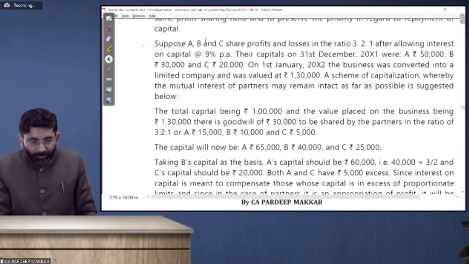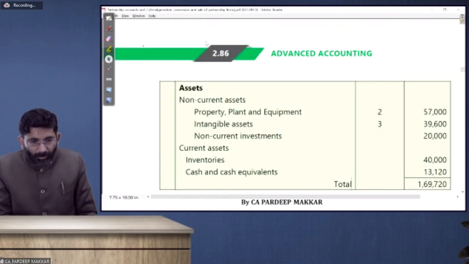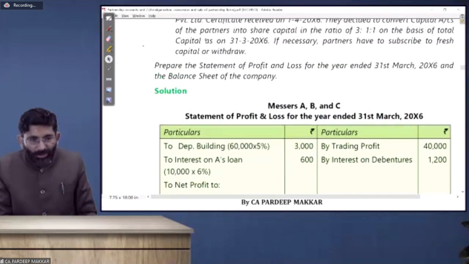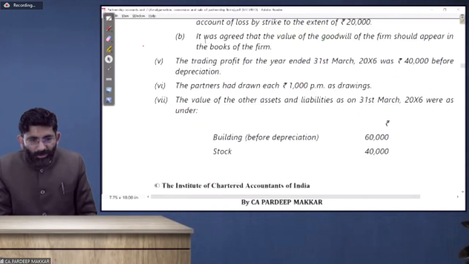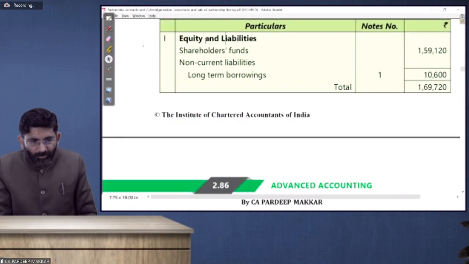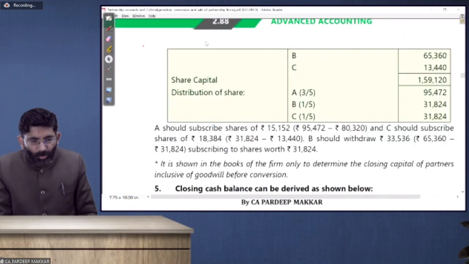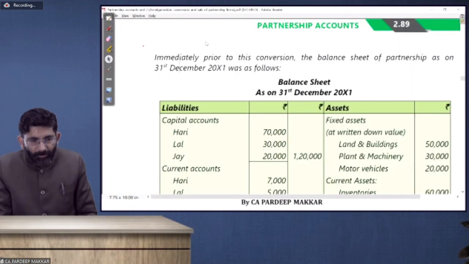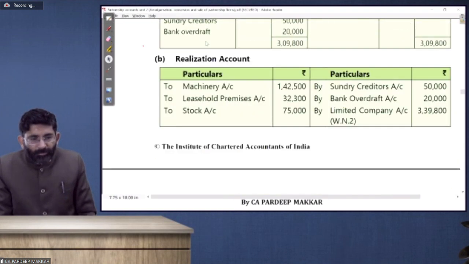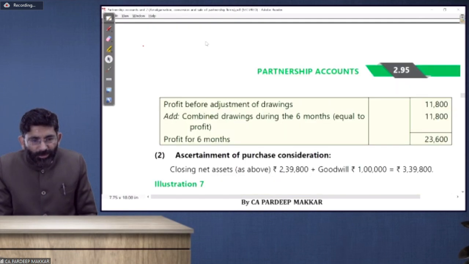Illustration number 8. Prabhu and Company. He has taken the name of God. Prabhu and Company. Read the question. Illustration number 8.